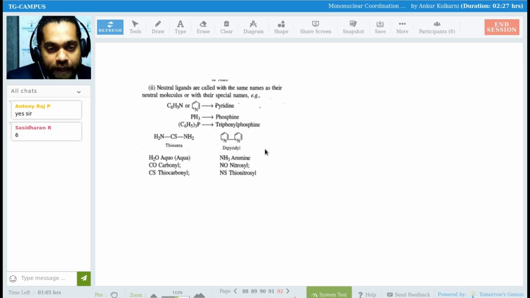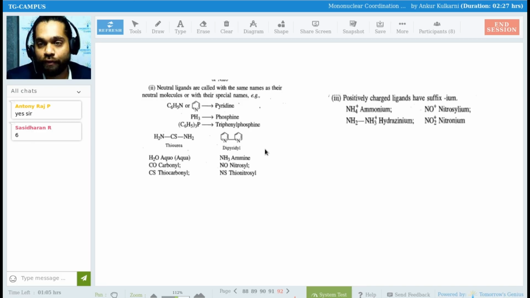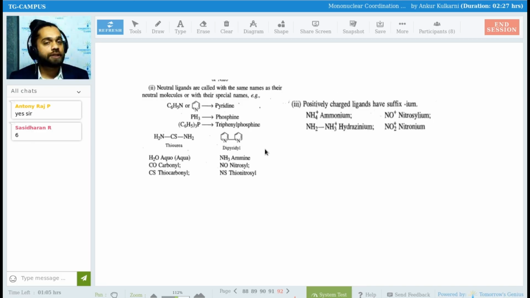For positive ligand, we write IUM in the end. We have only 4 positive ligands. For the neutral ligand we write as it is. Only difference is for water we write aquo. Aquo or aqua, both will work. Remaining things we write as it is.